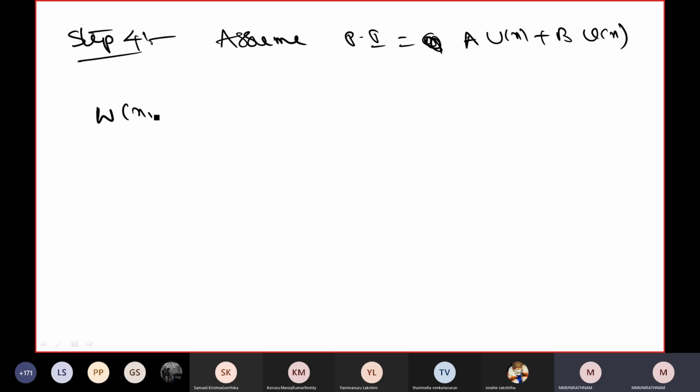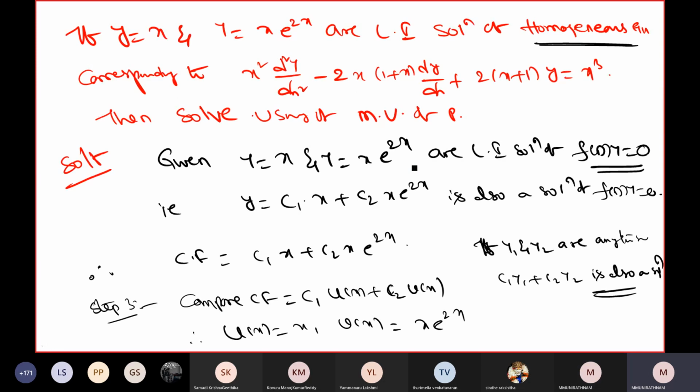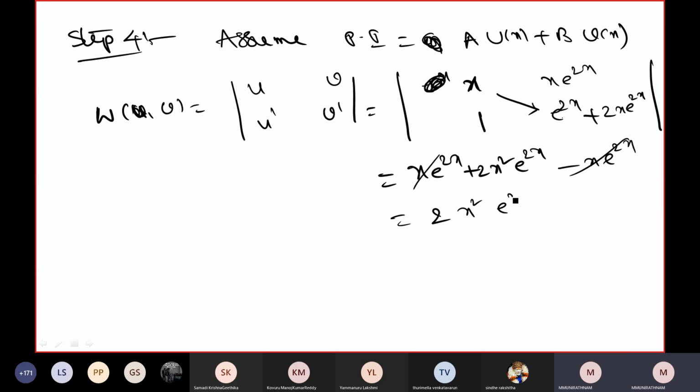So what is wrong in here? Wrong in of u comma v, with u, v, u dash, v dash: x and x into e power 2x. Derivative is 1 into e power 2x plus 2x e power 2x. Correct enough? By UV rule, amma. Derivative of x is 1, e power 2x అలాగే ఉంచాను. x అలాగే ఉంచాను, e power 2x derivative is 2 into e power 2x. So by determinant of this, AD minus BC, తెలుసు కదా determinant. x into e power 2x plus 2x square e power 2x minus x into e power 2x, equals 2x square e power 2x.